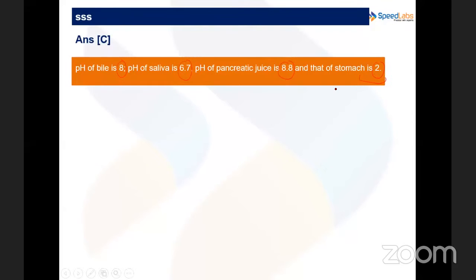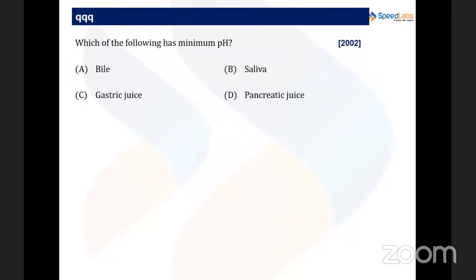It has minimum pH. For the actions of proteolytic enzymes like pepsin, minimum pH is required. For pepsin to work, minimum pH is required. That is provided by the HCl. So HCl provides this pH of 2 in stomach. Hence, stomach has the minimum pH of 2. So gastric juice has minimum pH released in the stomach. I hope this question is clear to all of you. Now let's move to the next question.